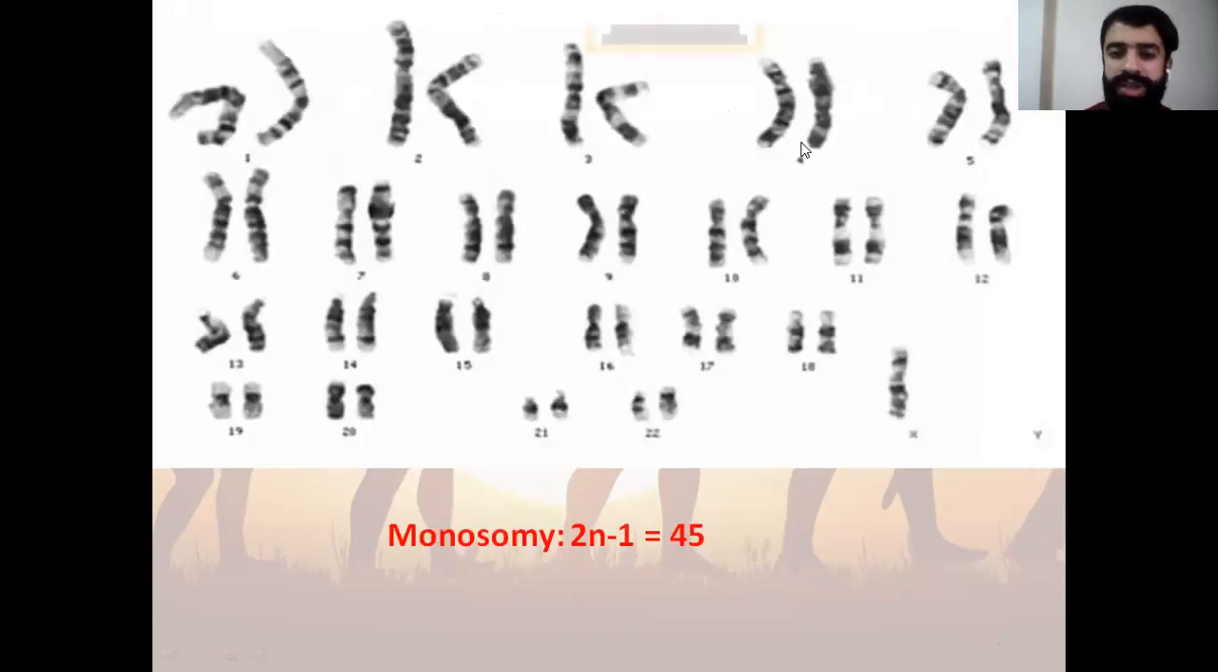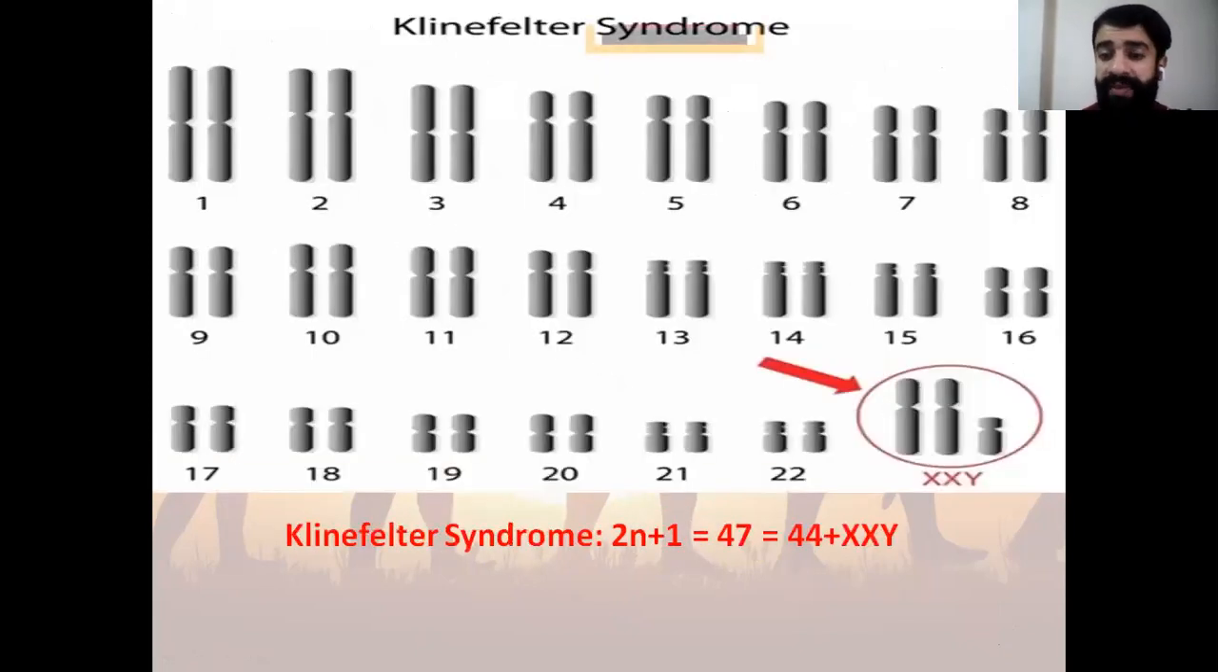So we have monosomy or trisomy, or we have Klinefelter syndrome. We said that Klinefelter syndrome is sterile due to the abnormalities at the level of the gonosomes, which are the sex chromosomes.